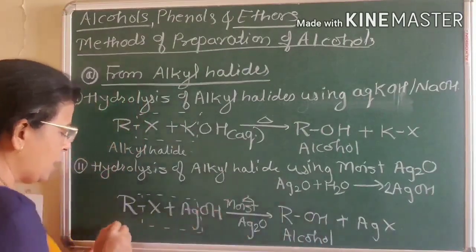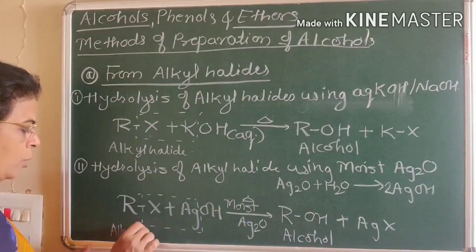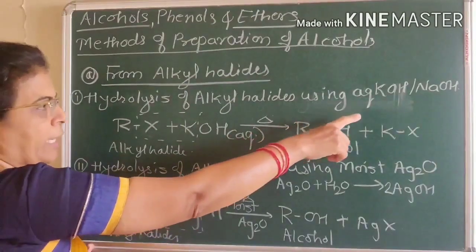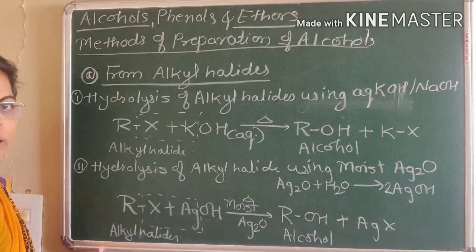In this way, alkyl halides are converted into alcohols by using aqueous alkali like KOH or NaOH, or by using moist silver oxide.